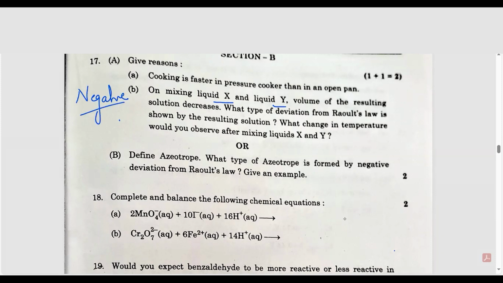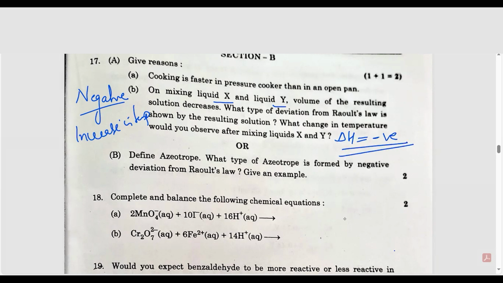And what change in temperature would you observe? So negative deviation, right? So what will happen to the boiling point? There will be elevation in boiling point. That means there will be an increase in the temperature, because it is an exothermic reaction. Delta H will be negative because of the elevation in boiling point.